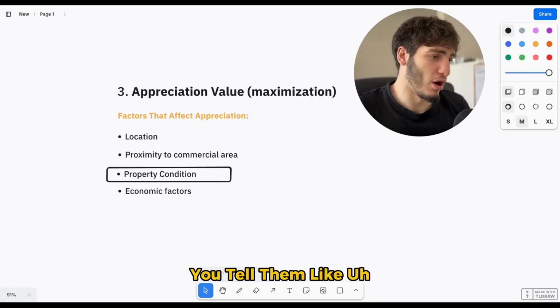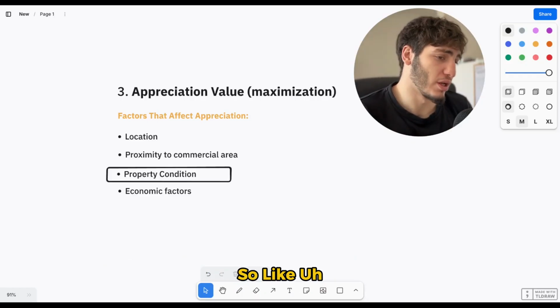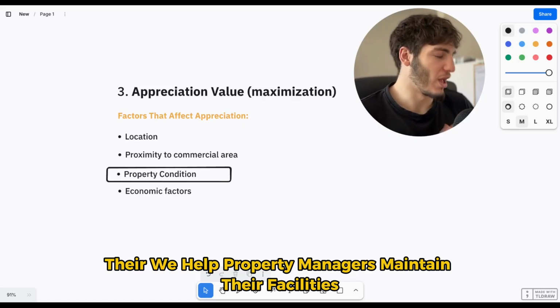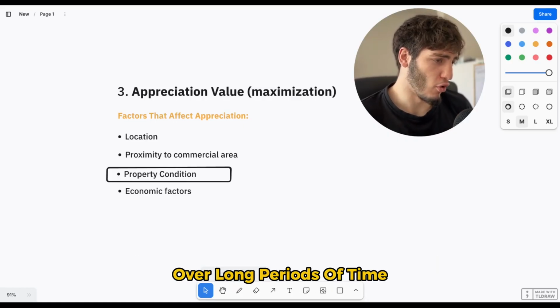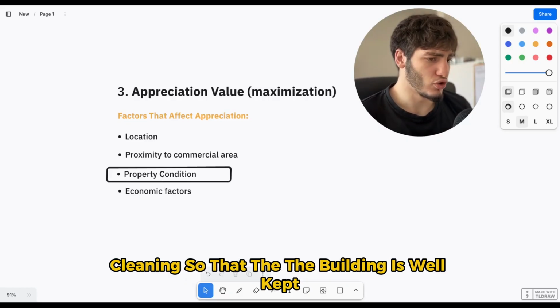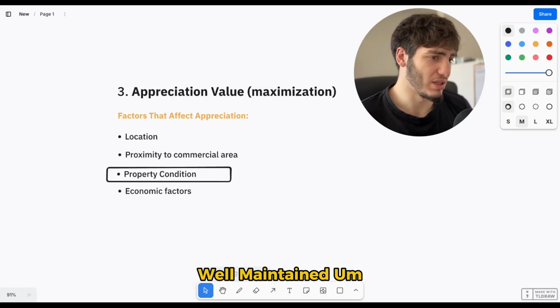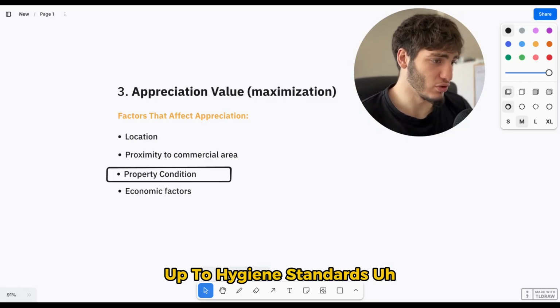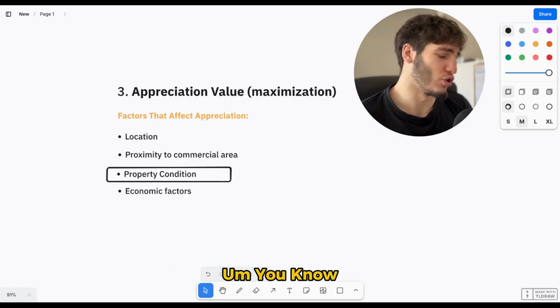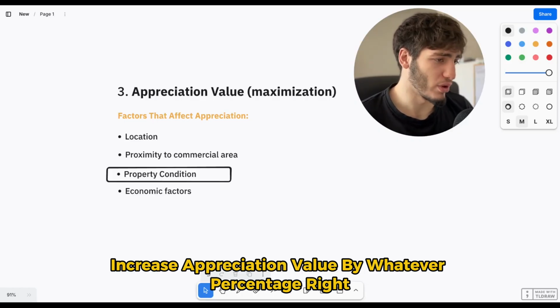You tell them, this could be an angle that you test, right? We help property managers maintain their facilities over long periods of time through our specialty cleaning, so that the building is well kept, well maintained, up to hygiene standards, depending on your area, what is required, and this helps increase appreciation value by whatever percentage, right?